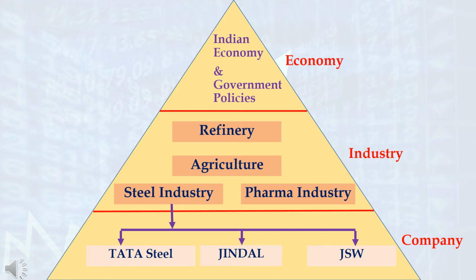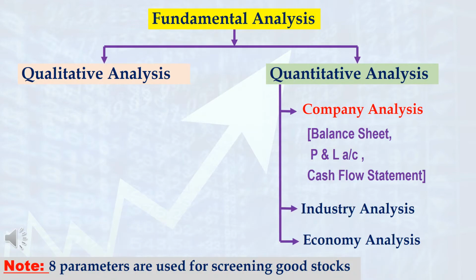Next, we should know how to do the analysis about the Indian economy and government policies, because the Indian economy and government policy will have a high impact on the growth of specific industries. All people like to invest their money in an efficient company only. For finding that efficient company, we need to do company analysis. For that, we should analyze the company's balance sheet, profit and loss account and cash flow statement. In this company analysis, we have to analyze 8 major parameters. Based on those 8 major parameters, we can easily find out the best company.